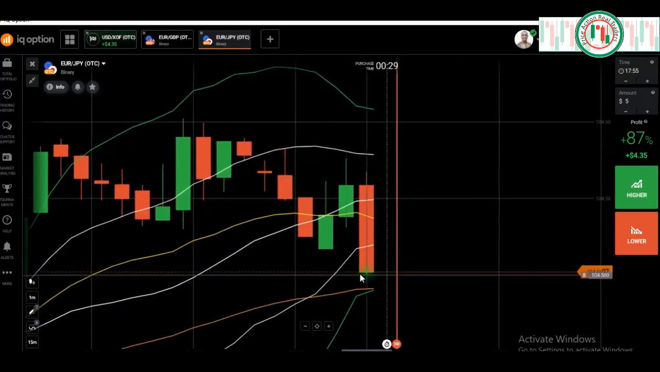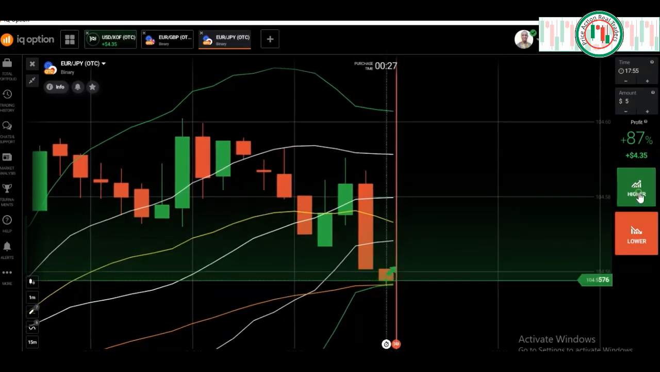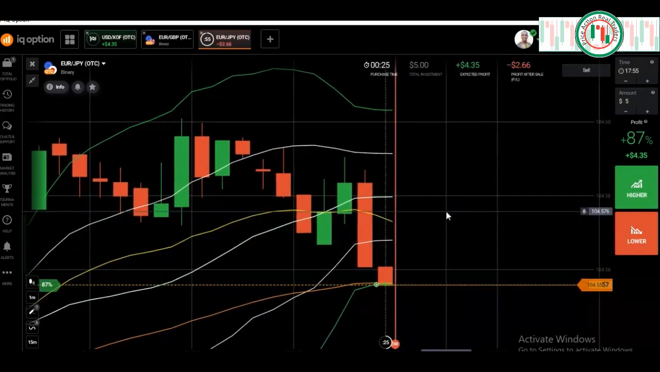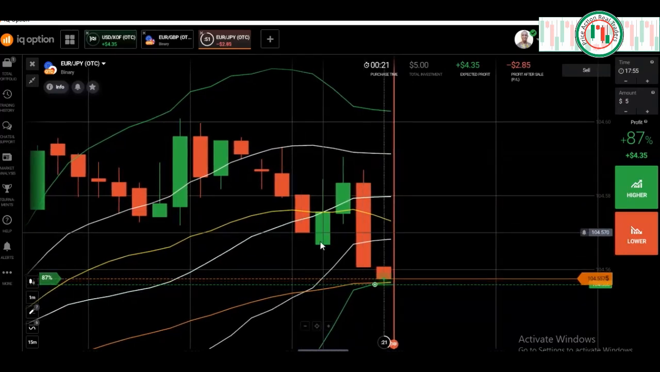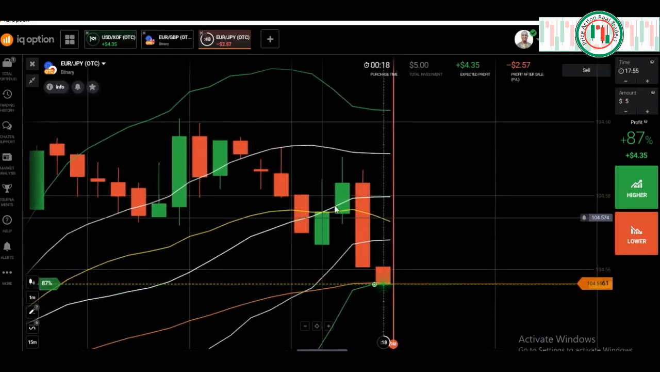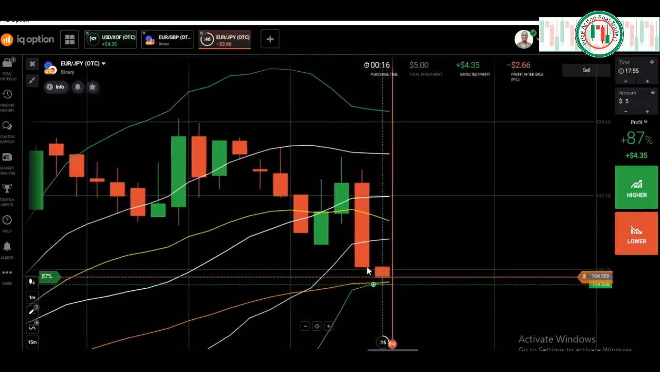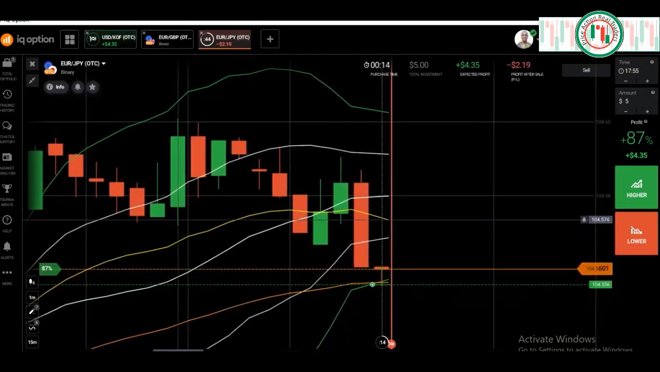You see breakout. I'll place call option here. I place my trade call option here because of breakout of this engulfing. You see engulfing. So you should expect bias here.